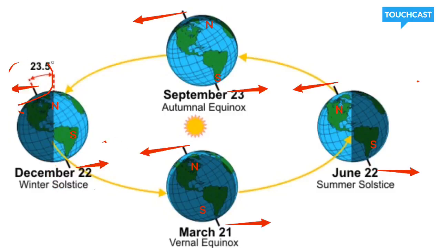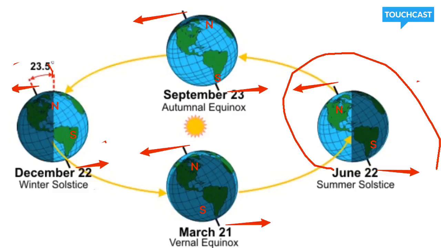Now, once you identify that, go to the other side. The northern half right here is having summer because it's being leaned towards the sun. The bottom half is having winter because it's being leaned away from the sun. Now, once you know which half has winter and which half has summer, it makes it real easy to identify the other two.